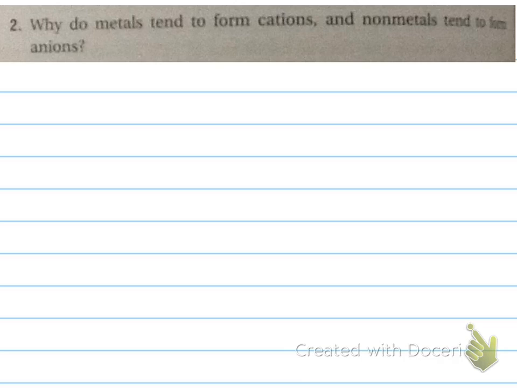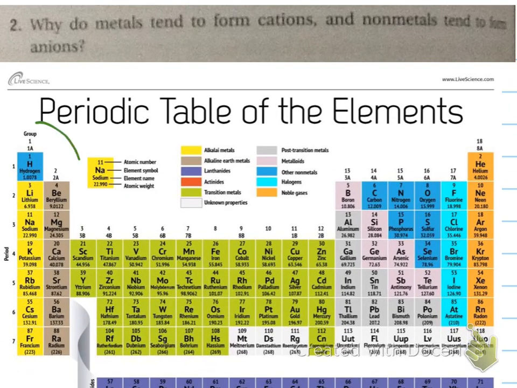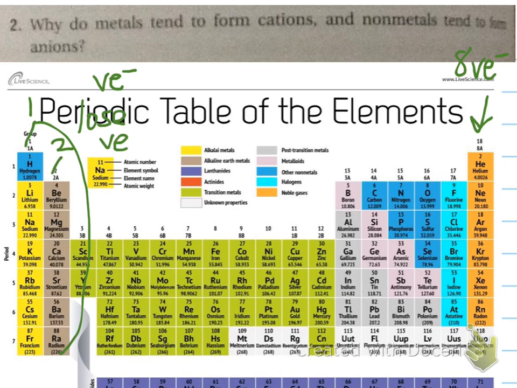Number 2, why do metals tend to form cations and nonmetals tend to form anions? Again, that goes back to the periodic table, and the idea that the metals over here tend to form cations because they only have 1 and 2 electrons in their valence shell. And remember, everybody's trying to be like the noble gases and have 8 electrons in their valence shell. So, because their valence shell is relatively empty, it's easier for the metals to lose their valence electrons to get the electron configuration of the noble gas 1 row above them than it is to gain electrons.